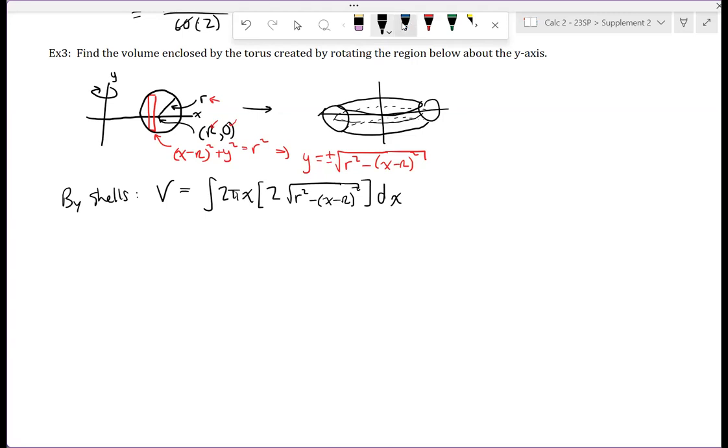And then I also have to figure out my bounds, going from here to here. I note that this left bound on x is going to be at the x value, capital R minus little r. So capital R minus the smaller radius. And the value over here to the right is going to be capital R plus little r.